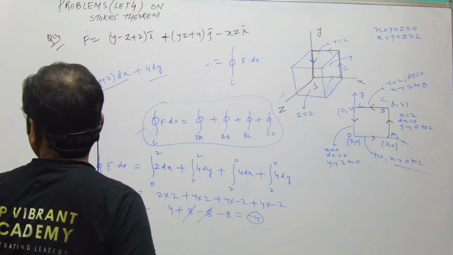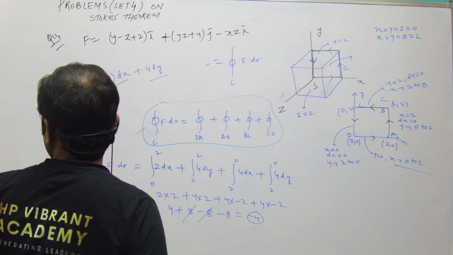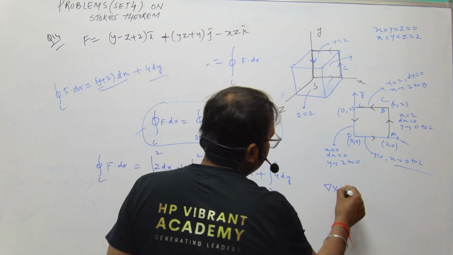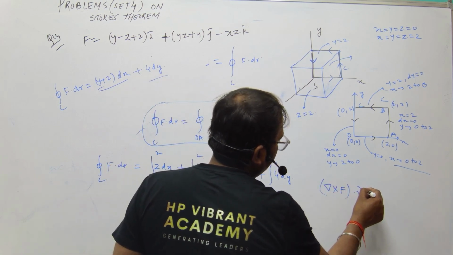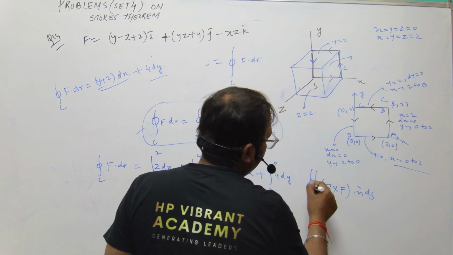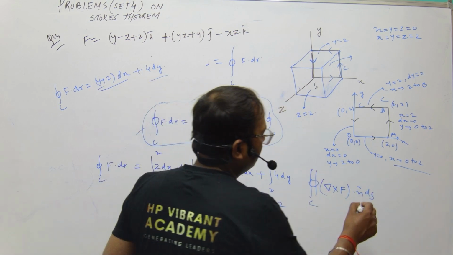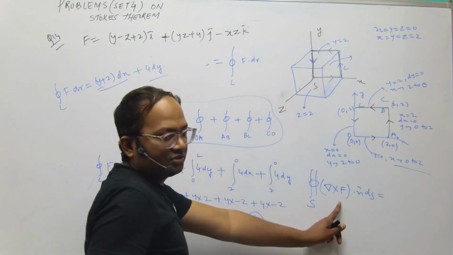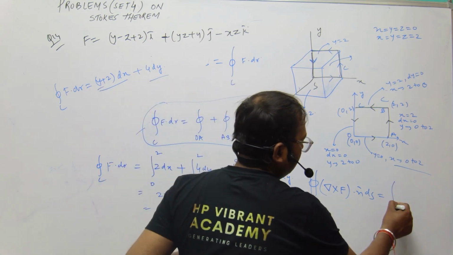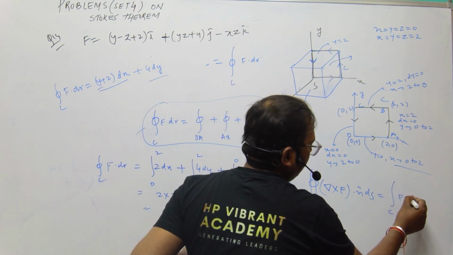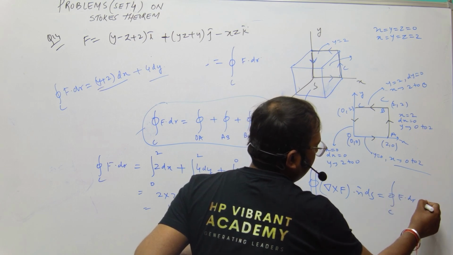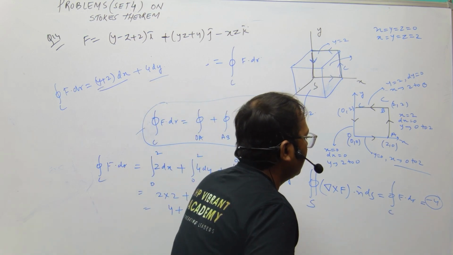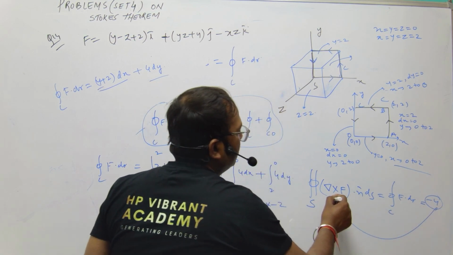Okay, so the value of the surface integral that we have to calculate, that is, del cross f dot n cap ds along the surface S, as per Stokes theorem, is equal to the line integral along the curve C of f dot dr. And this value is equal to minus 4. So we have calculated the value of line integral, this is equal to minus 4. So the value of surface integral is also minus 4.